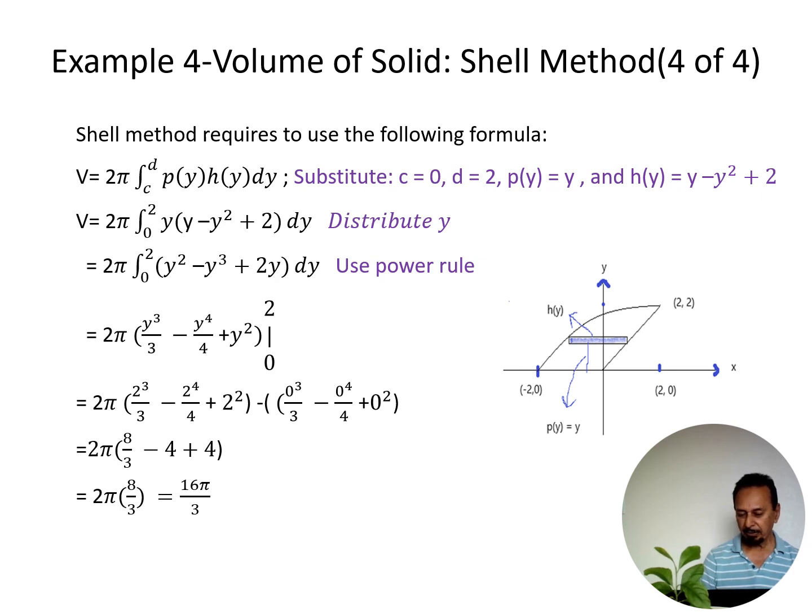Forget about that. Now simplify. 2 cubed is 8, so it becomes 8 over 3. 2 to the 4 is 16, divided by 4 is 4. 2 squared is 4. Now 4 cancels with 4. You're left with 2 pi times 8 over 3, which is 16 pi over 3. And that's the volume.